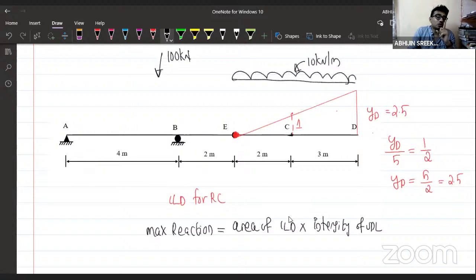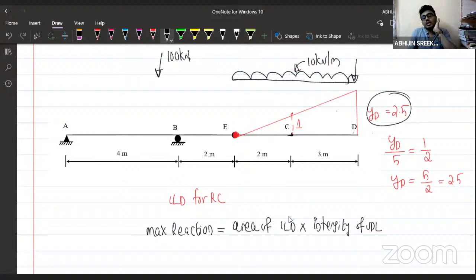Yes, if I have only the point load, I'll get the maximum reaction when the load is here. Why? Because in case of UDL, it is the area of the ILD into the intensity. In case of a point load, it is the magnitude of the point load into the ordinate. In this ILD, the maximum ordinate is at D. That's the reason why the point load should be at point D to get the maximum reaction at point C.